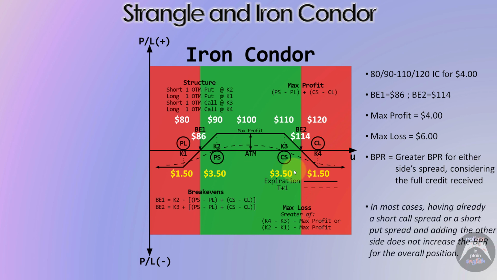In most cases, having already a short call spread or a short put spread and adding the other side does not increase the BPR for the overall position. So if you already have a short call spread and you are required to put down $6 in this case, for example, or $8, let's say you're only selling the call spread, then you're going to be getting $2 and risking $8. So you have to put down the $8. Altogether, you're going to see a requirement of 10 minus the credit that you received. You know that the actual requirement is 8.